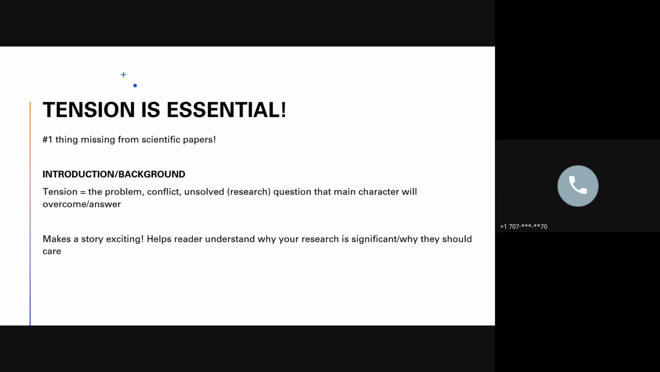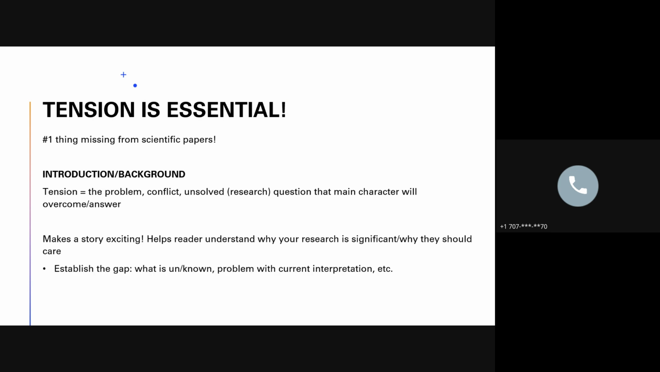So tension makes a story exciting. So when we were thinking at the beginning about stories and people were talking about stories being engaging, this is why stories are engaging in part. Character development is part of it, and tension is a big part of it too. And tension really helps the reader understand why your research is significant and why they should care about it. And again, that ties into us wanting to convince people that our research is important. So really, really important that we build tension.